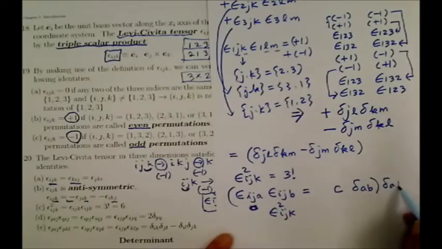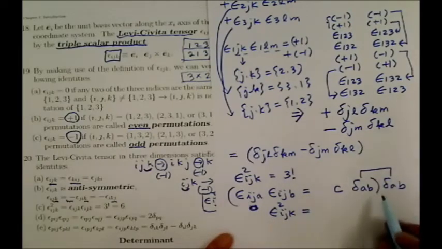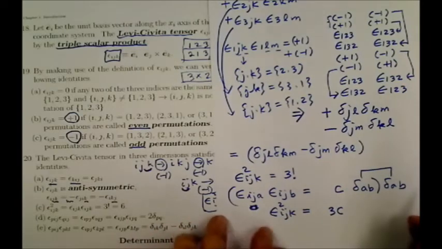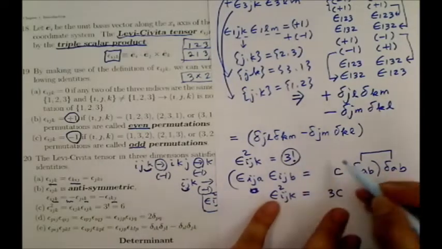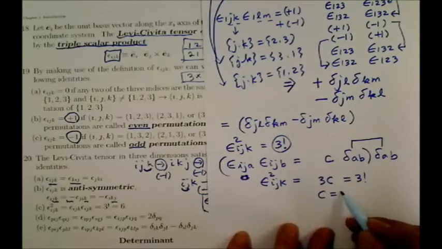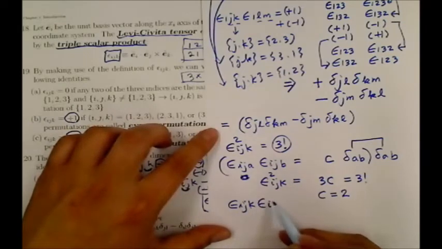because delta AB is this. If I multiply delta AB, then this is just epsilon ijk squared, and then this one is just the trace of the identity in 3 dimensions. I have 3c. Am I right? Yes, 3c. And I have the constraint 3 factorial. From this, we obtain that c is 2. That means epsilon ija epsilon ijb equals 2 times delta ab.